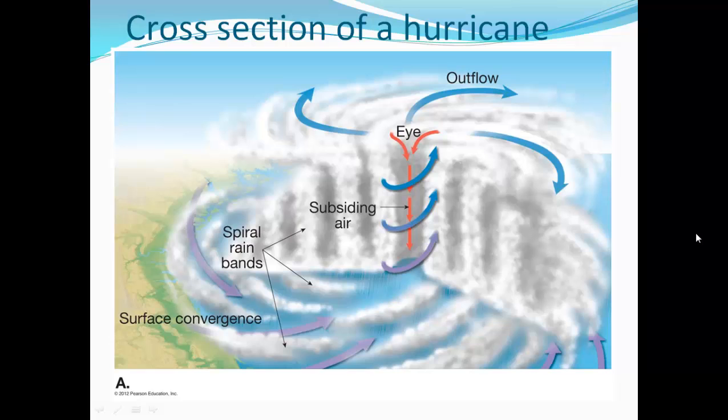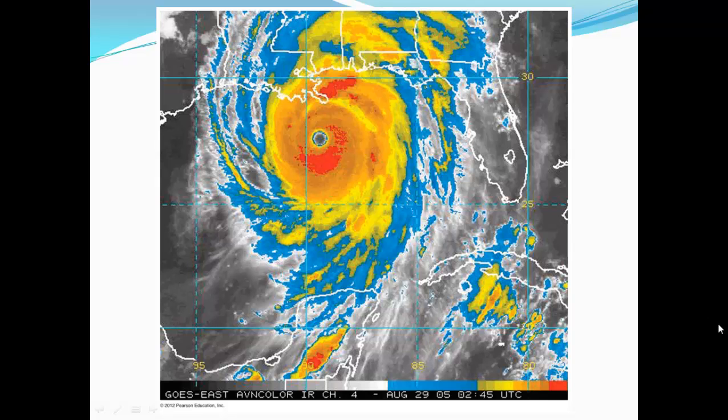So here's a cross-section. Here we have the eye where there's sinking air, so our winds die down and precipitation stops just in that middle of the eye. But the eye wall itself is the fastest part of that hurricane. So when the eye wall crosses the path, winds will pick up greatly. There's outflow, and there are spiraling wind bands here.